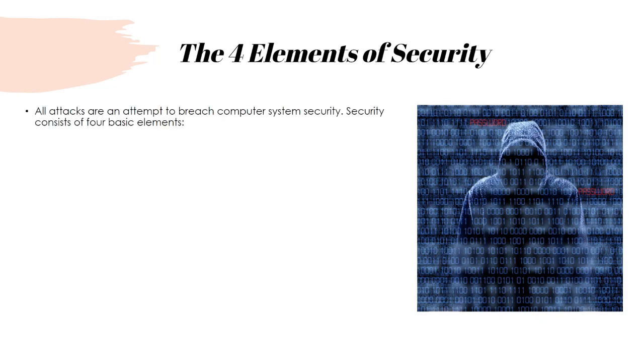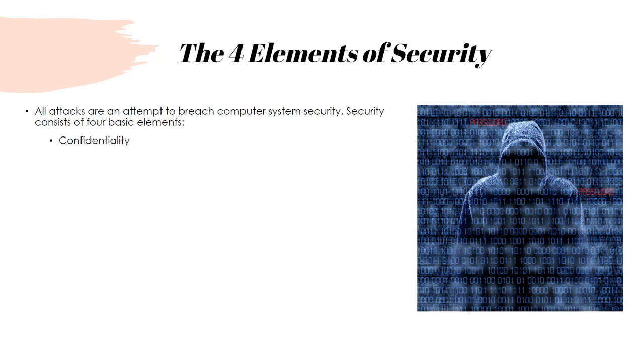The first thing that you need to understand is that all attacks are an attempt to breach a computer's system security, and that security consists of these 4 basic elements. Here's the thing: a hacker's goal is always to exploit any type of vulnerabilities in a system or network to find a specific weakness in one of these 4 elements of security. That's why it's important to understand what these 4 are and the different types of attacks that are generally within these 4 elements.